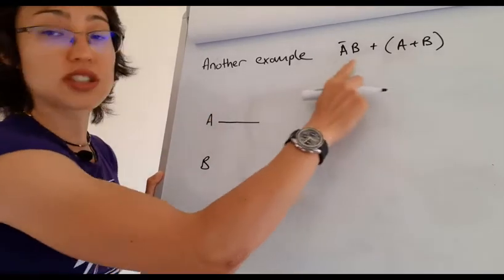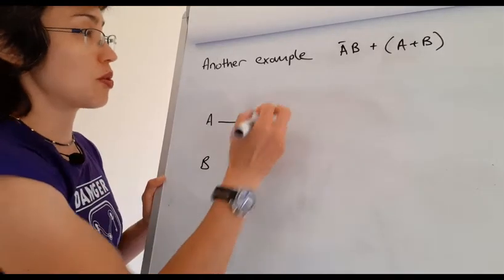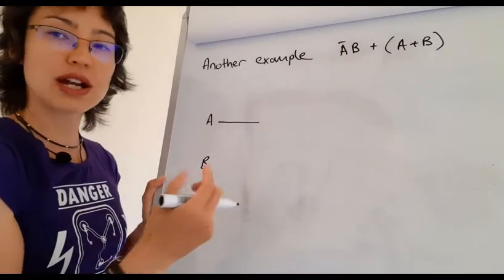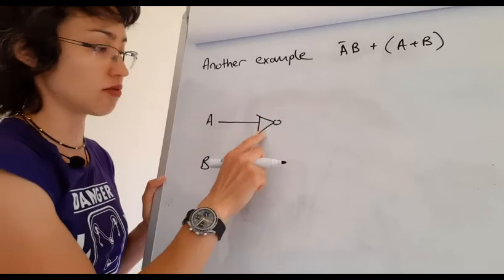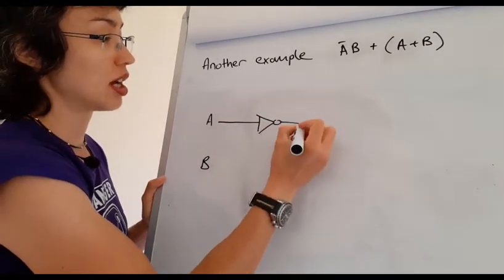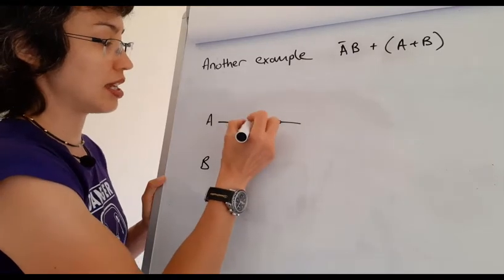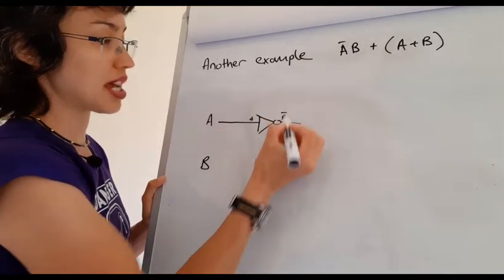Now, I'll just start with this term. So we know that we've got a not A. Now, how do we get a not A? Well, we have to first introduce a NOT gate. So remember what your circuit symbols look like. So this gives us A coming in, and here I get not A coming out.